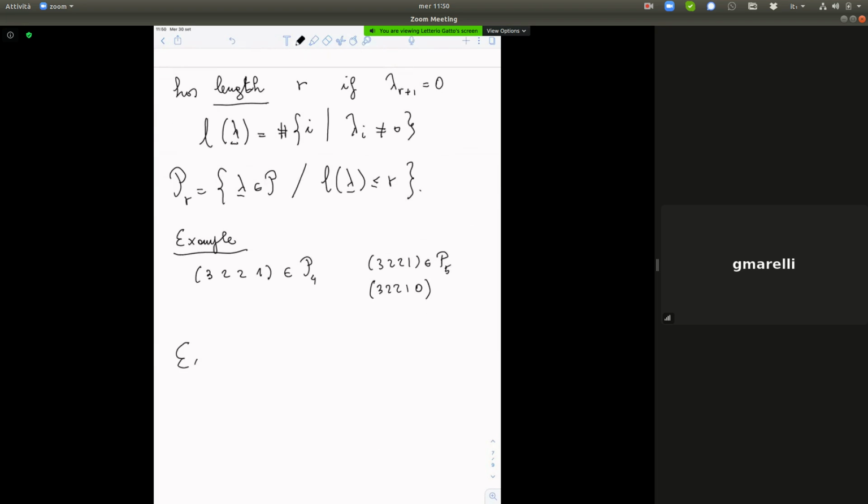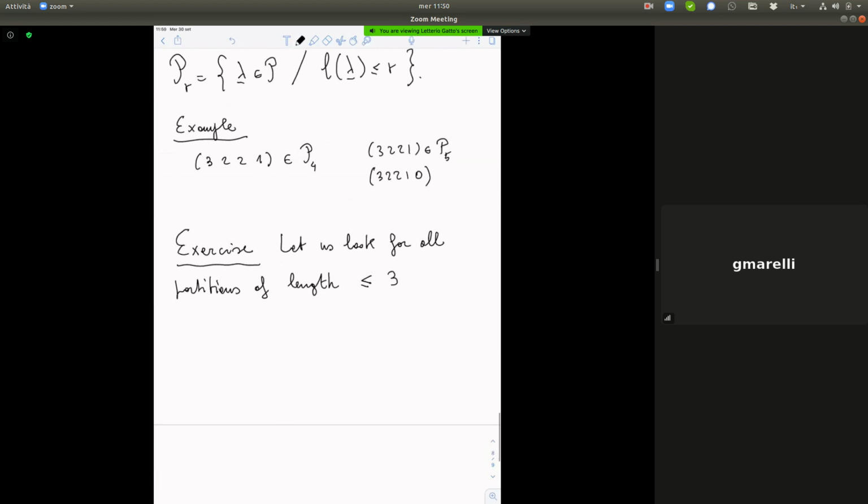Exercise. Let us look for all partitions of length smaller or equal than 3. Very easy. Solution: just doing the list.